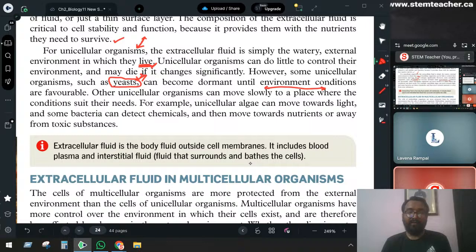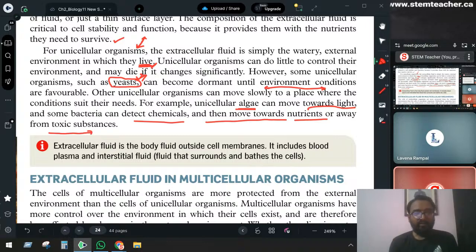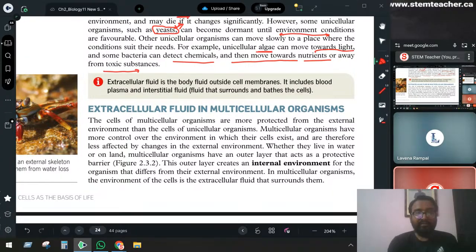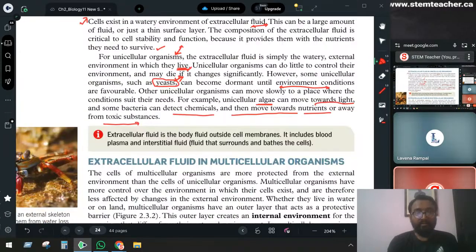So unicellular algae. Algae is nothing but the green-colored thing in water ponds and all. According to the availability of sunlight, they develop their growth. So that is also important. They slowly move and slowly develop according to the sunlight availability. Some bacteria can detect chemicals and then move towards the nutrients or away from toxic substances. So according to the ecosystem or surroundings, movement is there in unicellular organisms.